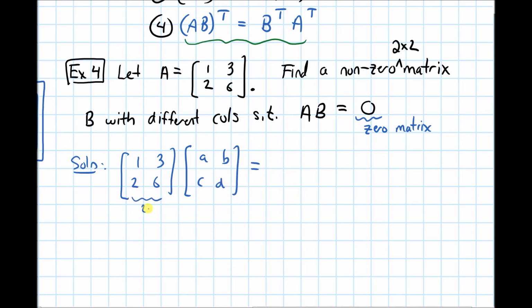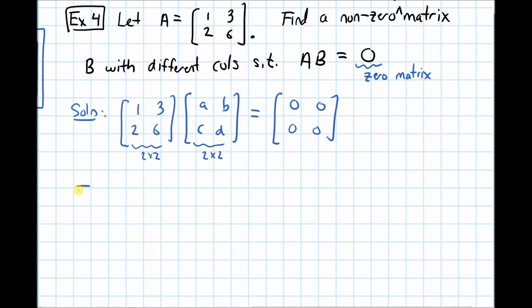So this is 2 by 2, and this is 2 by 2, so the product is defined, and it's going to be 2 by 2. And I want this to just be all zeros. Okay, so this is true if and only if, let's multiply out the left-hand side.